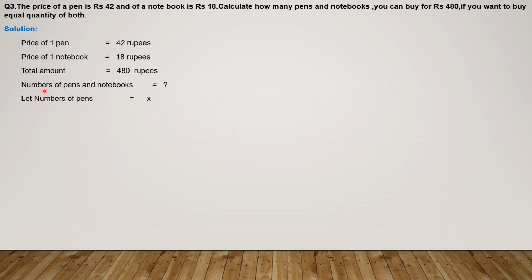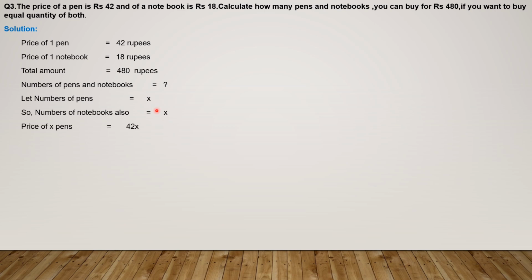Now students, if you suppose the number of pens is x, then of course the number of notebooks will also be x, because the number of pens and the number of notebooks will be the same according to the condition of the question. So the number of notebooks also is equal to x, as it is given that you want to buy equal quantity of both. So if you suppose that the number of pens is equal to x, then you must suppose that the number of notebooks is also equal to x.